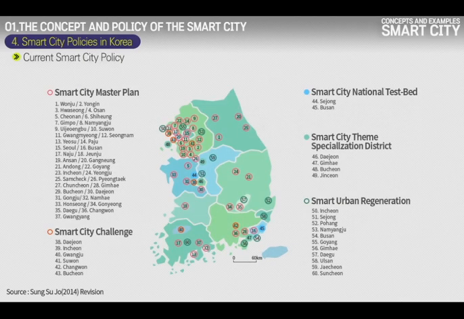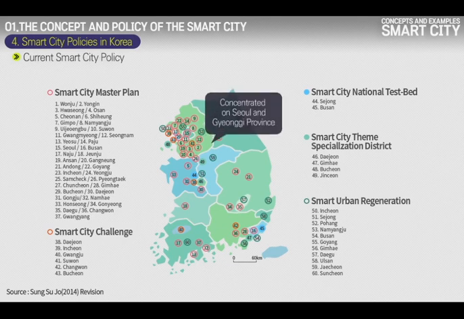This Smart City project, which is being promoted throughout the country, is concentrated on Seoul and Gyeonggi Province. The reason is that smart infrastructure was built better there than in other regions. We can see the Smart City business is actively promoted around Seoul and Busan. This means that economic growth has occurred around Seoul and Busan since the 1970s.